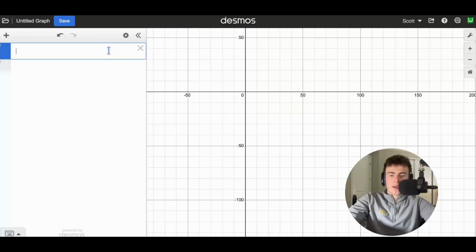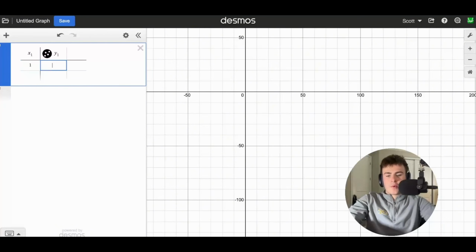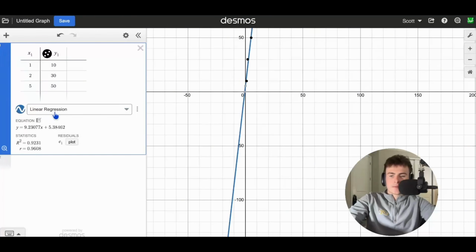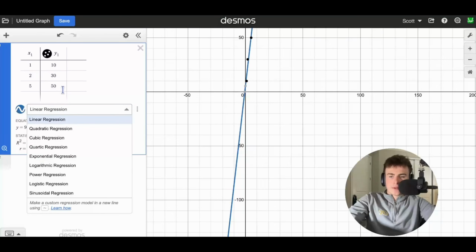Now tables. Tables, usually you will use if you're given multiple points. So all you do is either click this little plus button and go to table, or you literally just type in table like this. So that can be like 1,1, 2,3, and then 5,5. And then it'll usually tell you if it's linear or quadratic or something. But here, it's just implied that it's linear. It'll probably tell you it's linear and be like, okay, now you just add a linear regression.